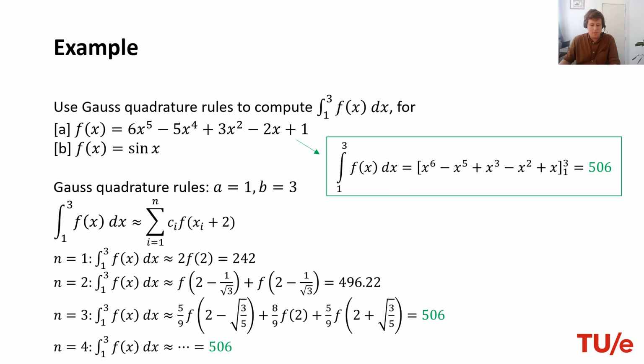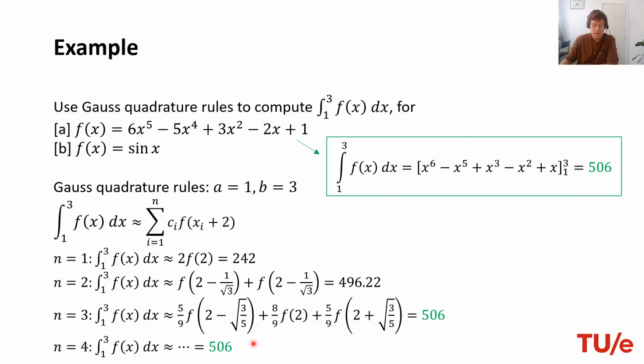So in this slide, you see a short recap of the results that we found from the MATLAB demo. For a different number of Gauss points, we approximated the integral of this polynomial. And we see that from n is 3, we are guaranteed by construction to get the exact value of the true integral, so the exact value of 506.